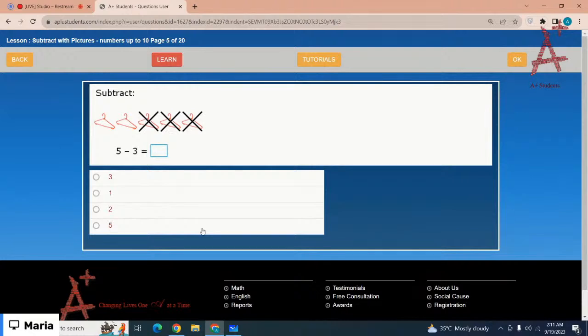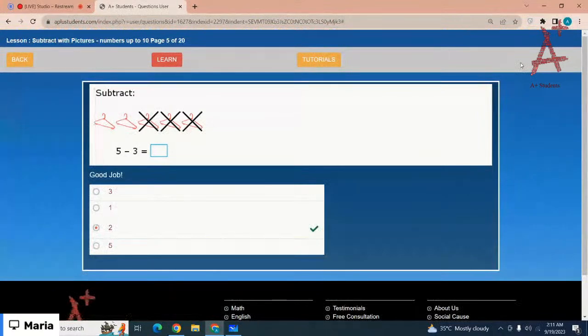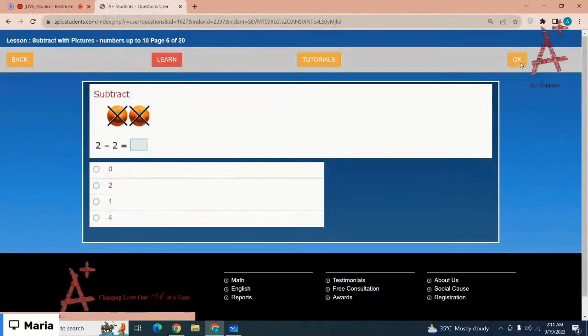5 take away 3 equals, yes, 2, right? That means you are just left with, very good, you are just left with 2 hangers, right? The correct option is 2. Okay, subtract. So which is the correct option?